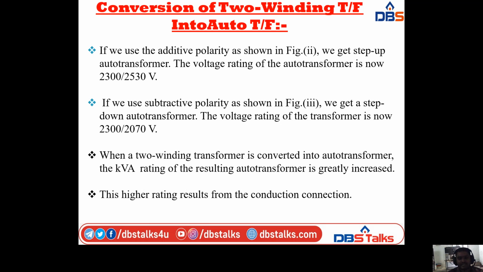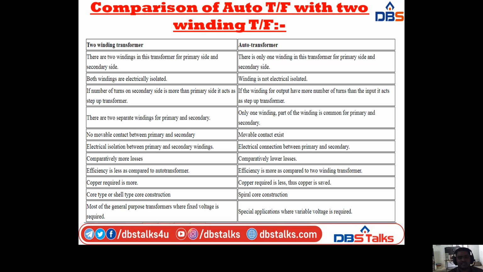When a two-winding transformer is converted into an auto transformer, the kVA rating of the resulting transformer is greatly increased. Actually we are taking a 10 kVA transformer, but after converting this two-winding transformer into an auto transformer, the kVA rating of the resultant auto transformer is greatly increased. This higher rating results from the conduction connection.